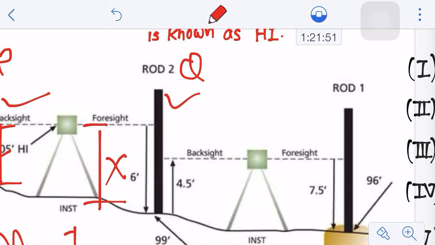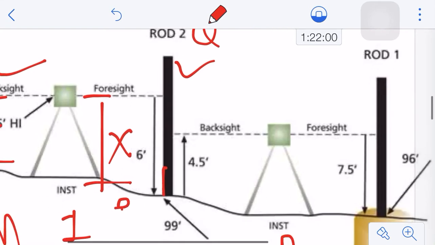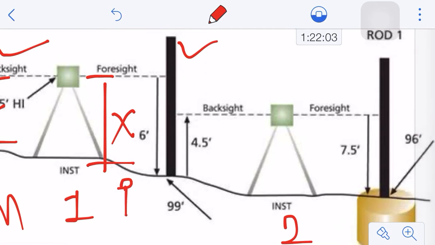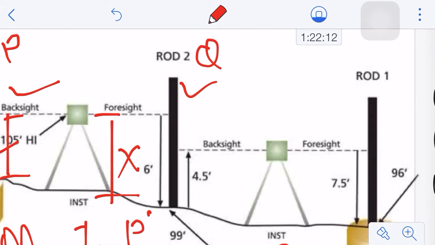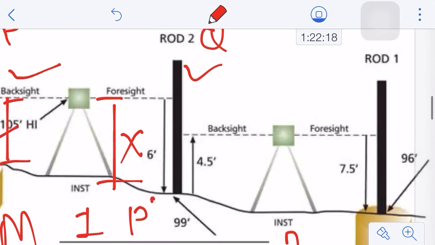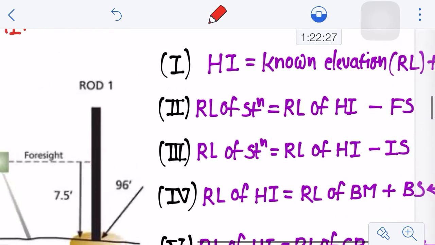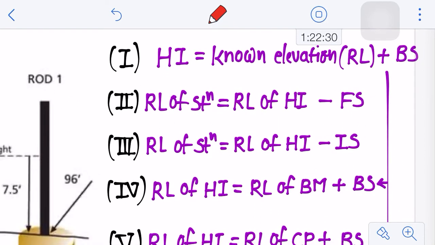Let's say it might be possible that you can find some other point available in between somewhere here, let's say P dash. So if you have some other point in between your point Q and the instrument, then the reading you observe for this P dash point is termed your IS, intermediate sight, and the reading for your point Q is termed your FS. So FS, as you know, is the last observation for that instrument point, right? Then you will determine the RL of the stations.